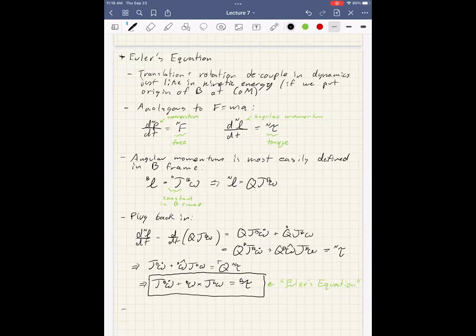Okay, so now we can simulate rigid body dynamics. You take the torques, you can integrate this and get omegas, and then we already know how to go from omega to Q, either quaternion or rotation matrix.